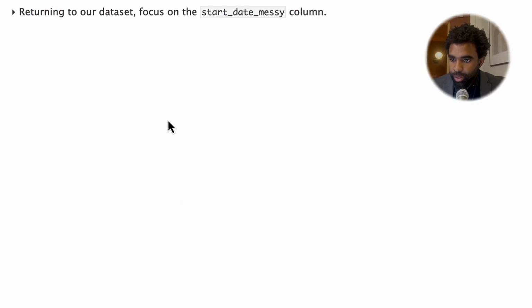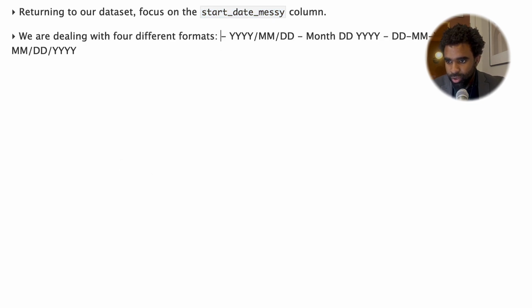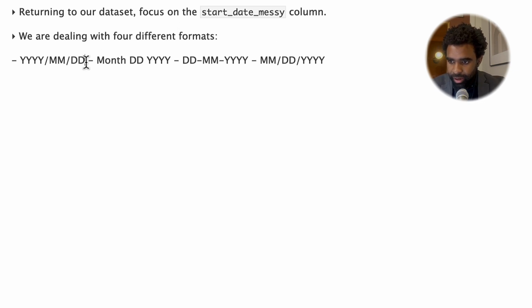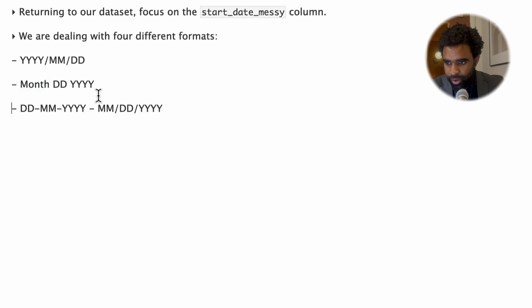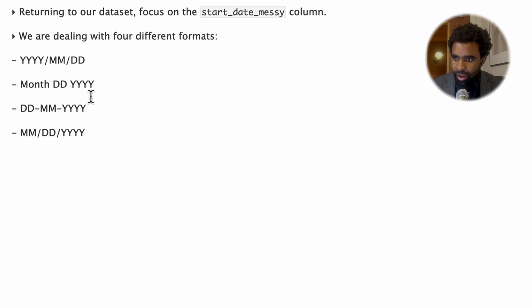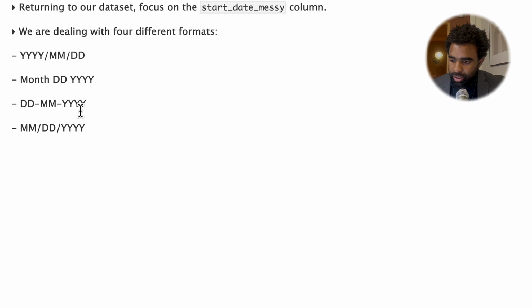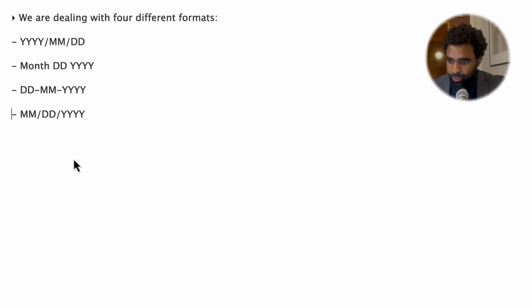So now let's return to our dataset and see if we can clean up this start date messy column using parse datetime. Okay, so I've looked through that column and I noticed that there are 4 different formats. This is something you're going to have to do. There's this one, the YYYY/MM/DD. There's this one here with month first and the month written out in words. You have this, and finally you have this. So you're going to have to go through your data and check what the different formats are, and that will inform what we give to the orders argument.